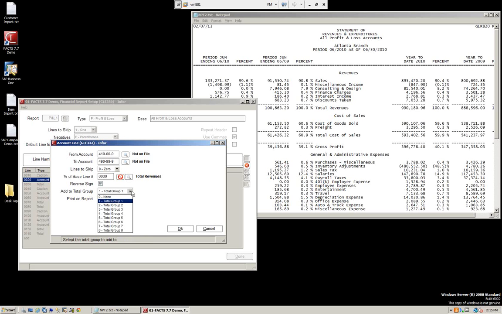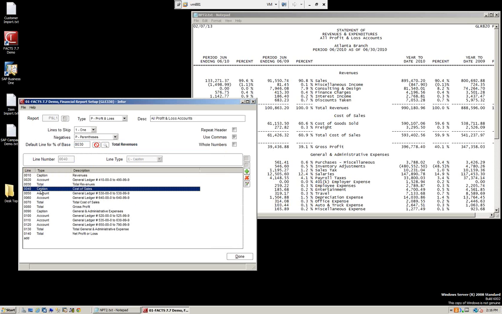Here, add to total group. Here I have some predefined groups, so I'm going to add to these total groups. So what I'm doing is I'm using these groups to determine the information. So I'm going to take revenues minus cost of sales to get the gross profit, and then from the gross profit, I'm going to take away the general admin expenses and so on. So I'm using this to actually get my totals.